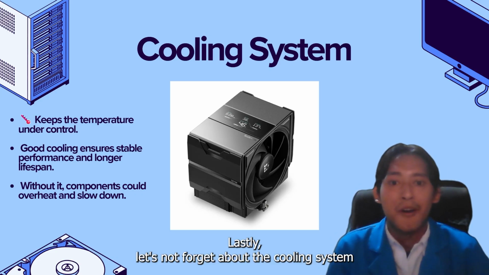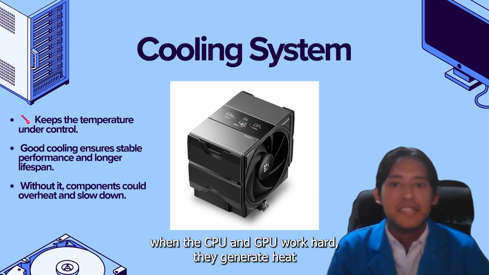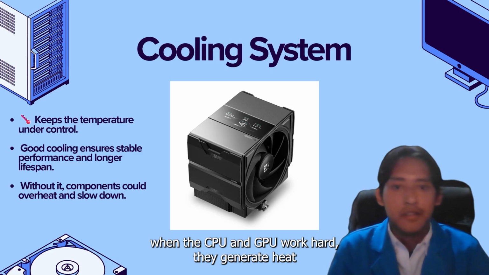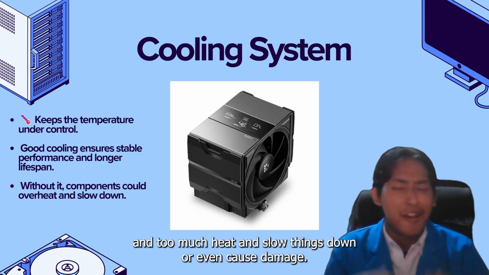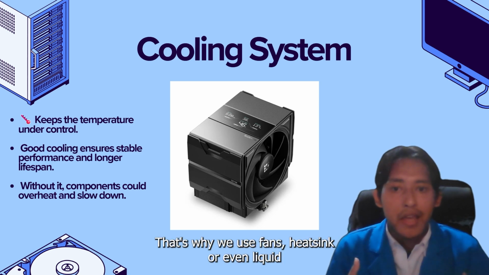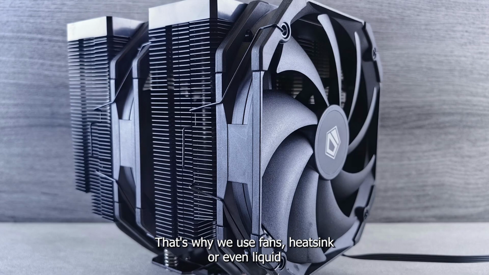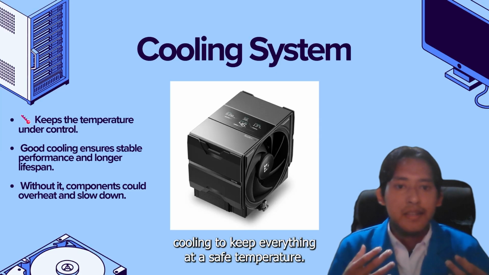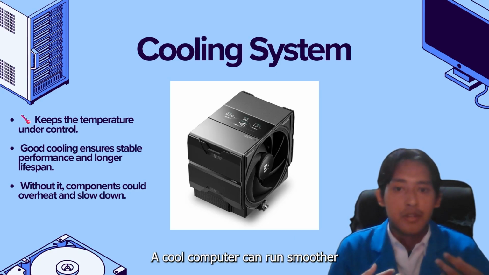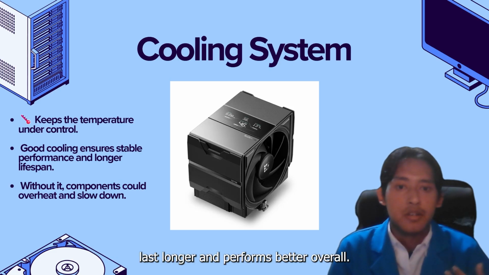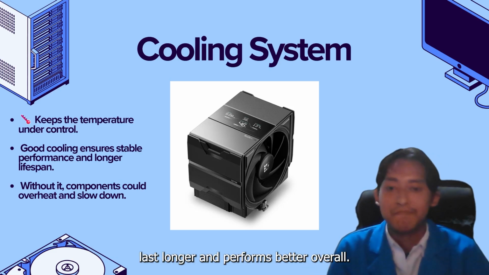Lastly, let's not forget about the cooling system. When the CPU and GPU work hard, they generate heat, and too much heat can slow things down or even cause damage. That's why we use fans, heatsinks, or even liquid cooling to keep everything at a safe temperature. A cool computer can run smoother, last longer, and perform better overall.